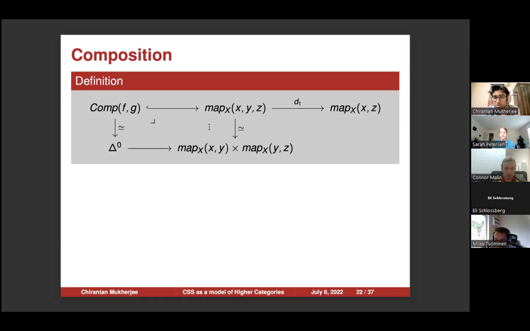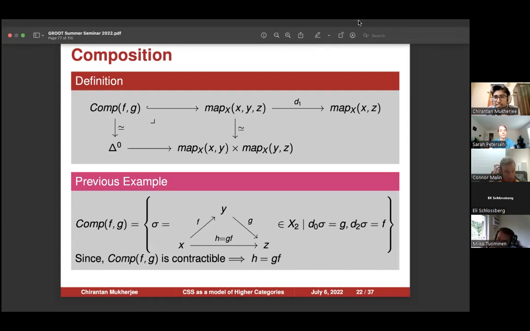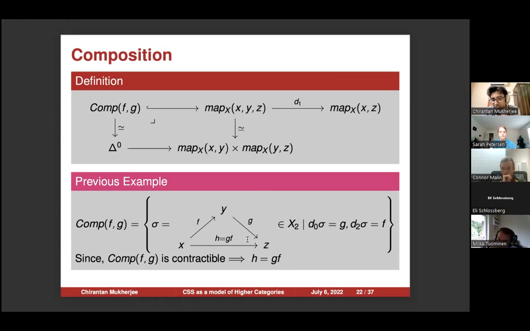Now, since Kan equivalences are closed under homotopy pullback, this one is also a Kan equivalence, and hence comp FG is contractible. So we can write comp FG as those sigmas which sit inside X2, such that D0 sigma is G and D2 sigma is F, and my H is G of F, since comp FG is contractible.